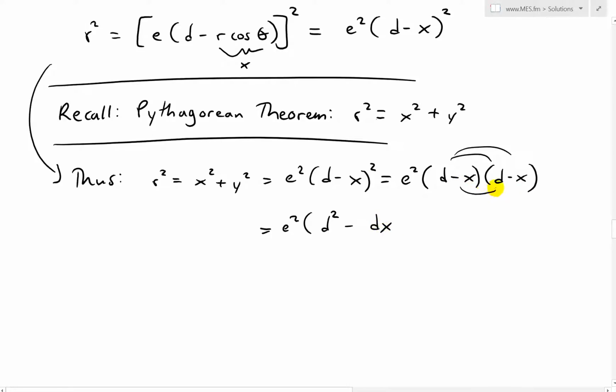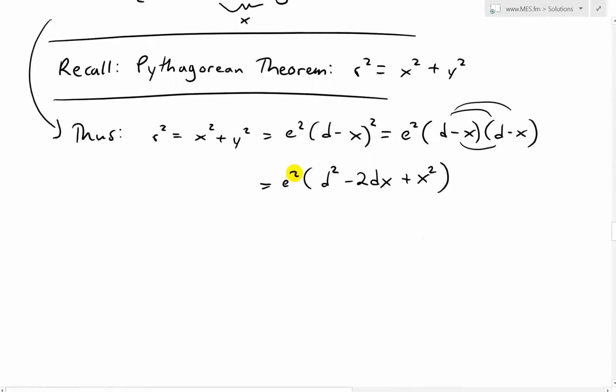Then negative x times d is again negative dx, so that's negative 2dx, just add those up. And then minus x times minus x is positive x squared, like that. Now we can just multiply this inside, so we get e squared d squared minus 2d e squared x plus e squared x squared, and then bring that down, it's equal to x squared plus y squared.